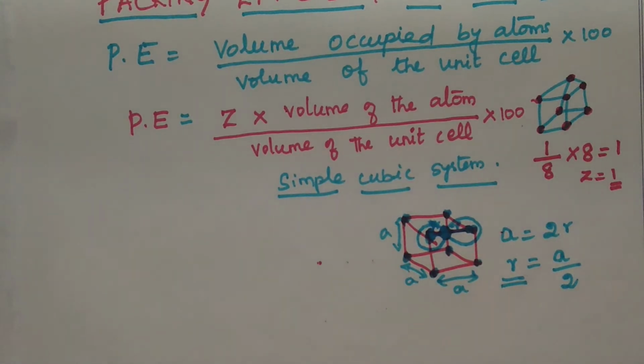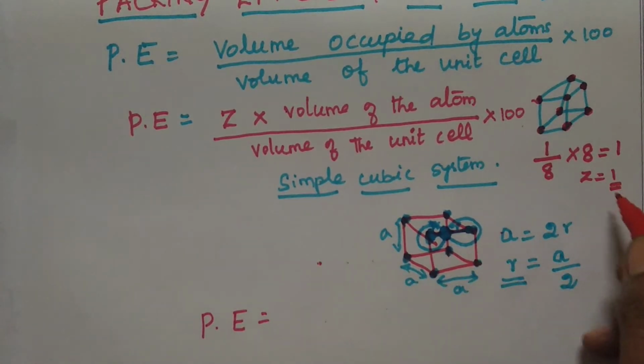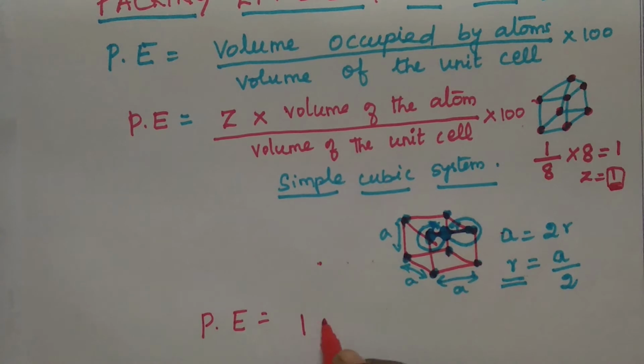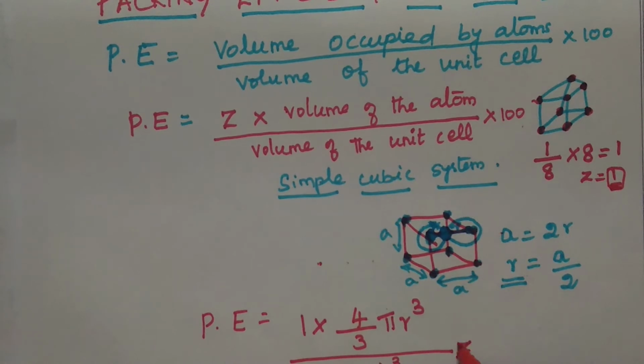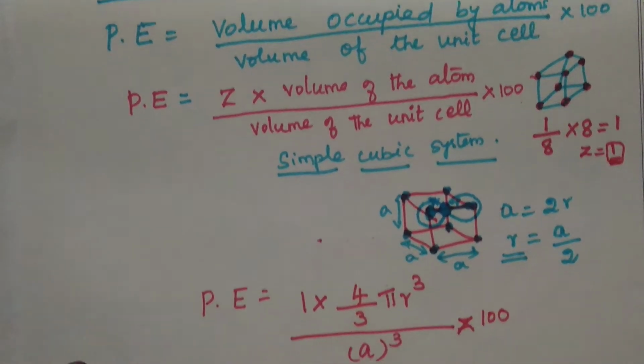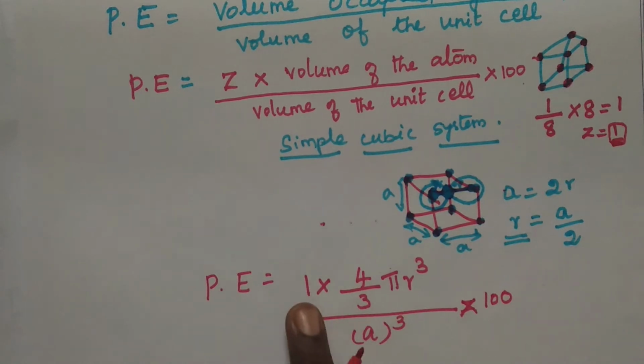Now let me use this value over here in our packing efficiency. So packing efficiency is equal to, Z is number of atoms. Number of atoms is 1 here. We have already calculated. 1 into 4 by 3 pi r cube by volume of the unit cell. This is actually cubic system, so only sides we need to go with. So A cube. Then into 100. So the packing efficiency is equal to 1 into 4 by 3 pi r cube by A cube into 100.